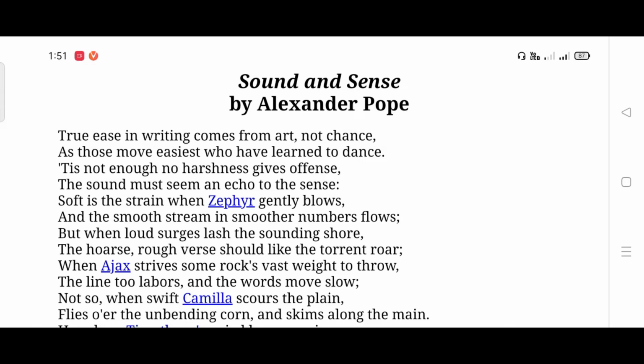Soft is the strain when zephyr gently blows, and the smooth stream in smoother numbers flows. The blow is soft. Smooth is the flow.